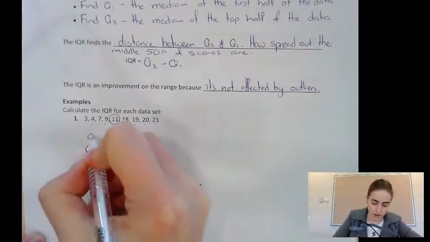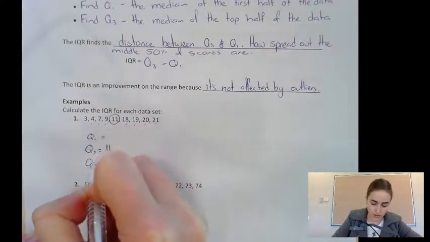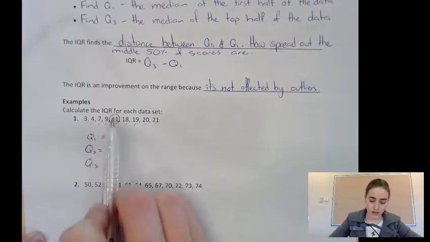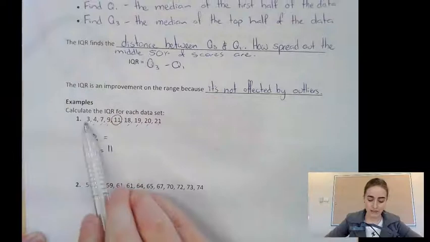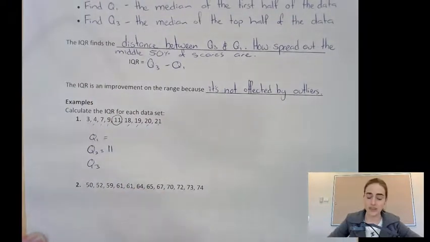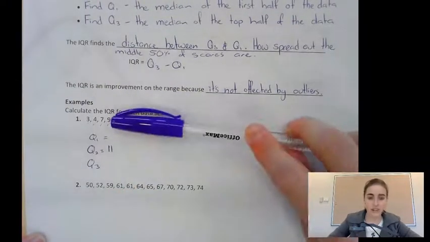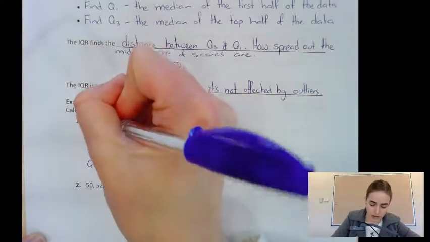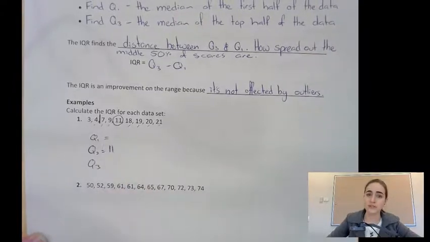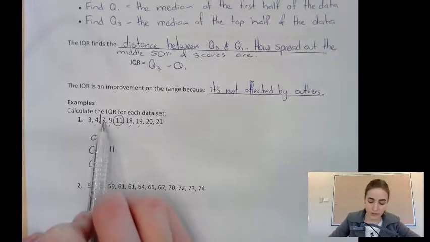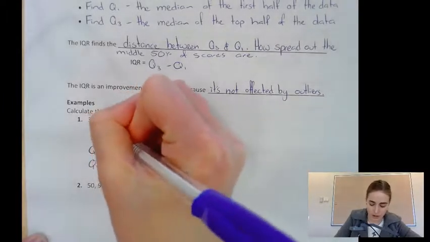Now we also need to find Q1 and Q3. To find Q1, I'm going to ignore this top half of the data, and I'm just going to look at that 3, 4, 7, 9 and find the middle of those. So ignoring this section, and I'm finding the median. The median there would be right in between the 4 and the 7, so we've got 2 scores below it and 2 scores above it. So halfway between 4 and 7 would be 5.5.